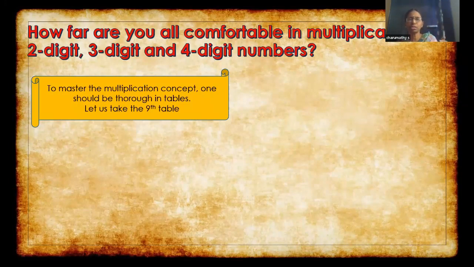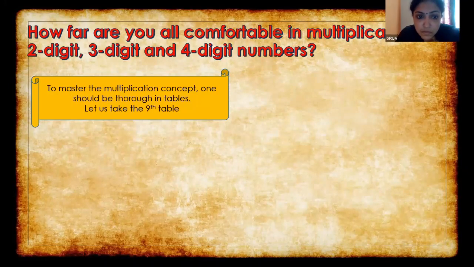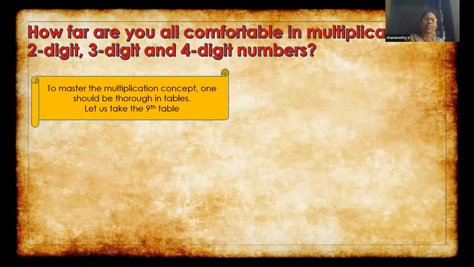Yes, till 2-digit numbers, they are okay. But when it comes to 3 and 4-digit numbers, they are not very comfortable, right? Multiplication concept, suppose if you are going to start with multiplication of 2-digit, 3-digit, 4-digit numbers, children have to be definitely thorough in the tables. Otherwise, it is not possible for them to master the multiplication concept. So multiplication tables form the basis for them.